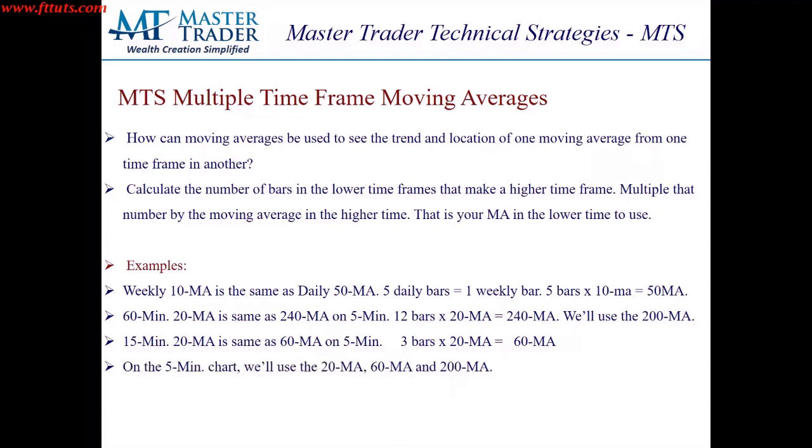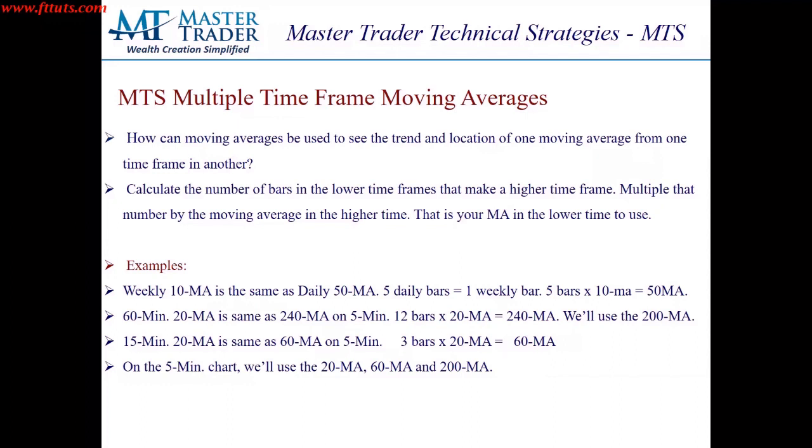In the 5-minute chart, we'll use the 20, the 60, and the 200. This way we know what's happening on all 3 time frames. What's the trend? As we look at the 5, we know what the trend is on the 5, just by looking at it, of course. The 20 MA helps speed up the analysis.